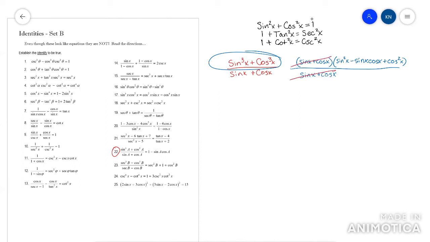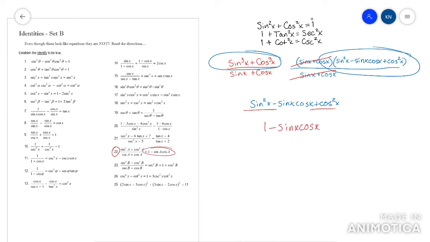So now these cancel, and then I'm left with just this. Well, from that, I've got sine squared minus sine cosine plus cosine squared. The sine squared and cosine squared can team up and become 1. So this is really like 1 minus sine cosine, which is what they wanted.